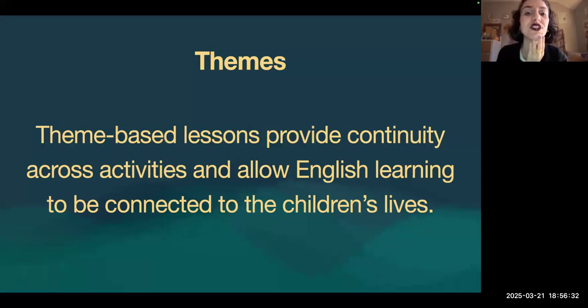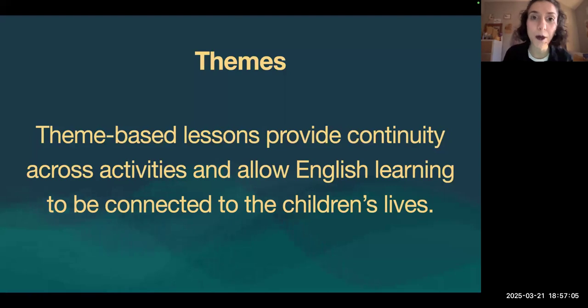So, some suggestions about themes. Younger learners, I think they don't require crazy topics. I think the teacher must be giving the stimulation, and theme-based lessons provide continuity across activities and allow English learning to be connected to the children's lives.